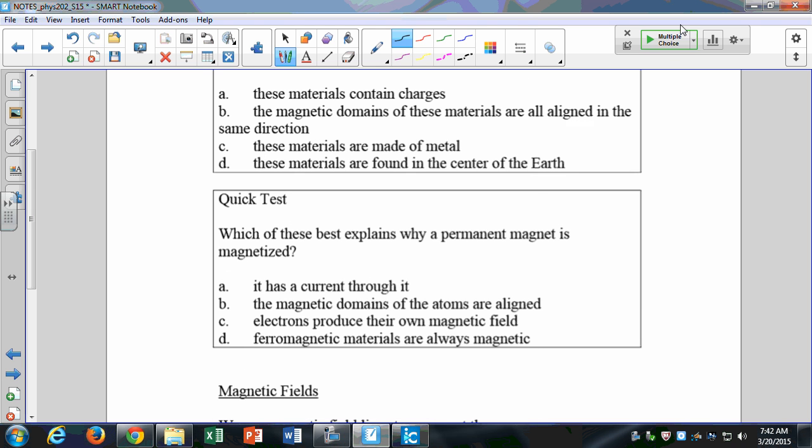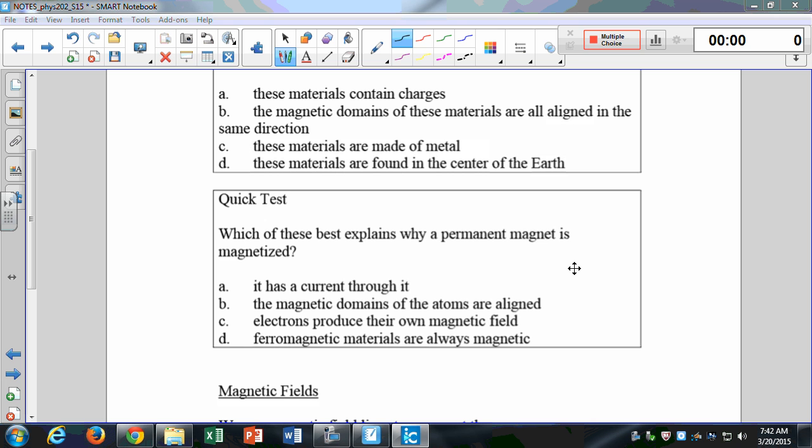Yeah. Alright. Which of these best explains why a permanent magnet is magnetized?